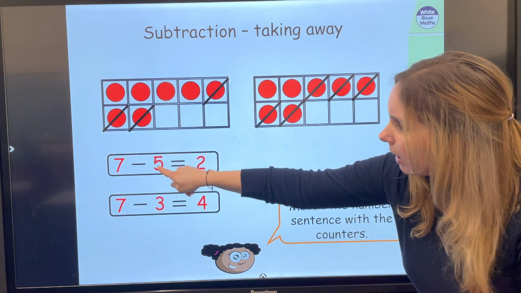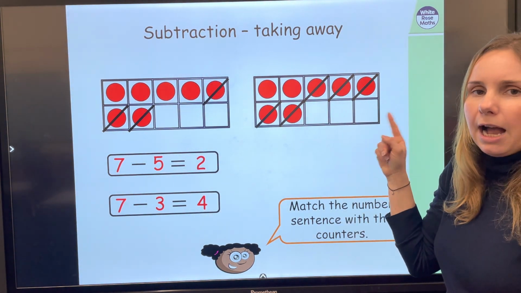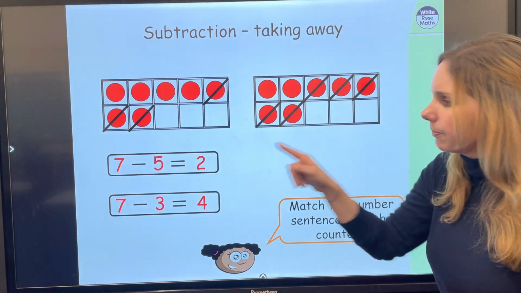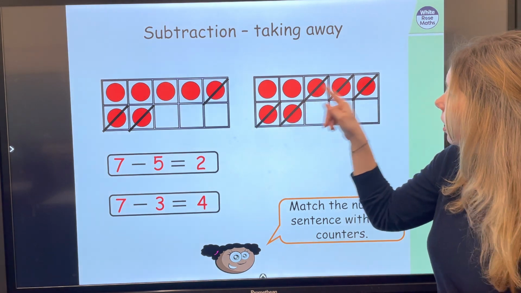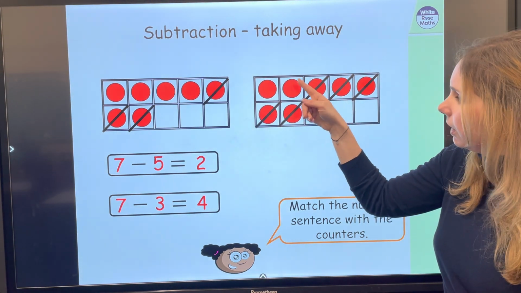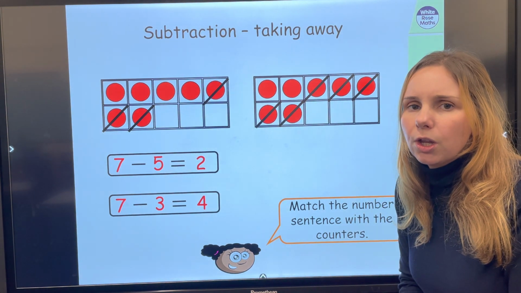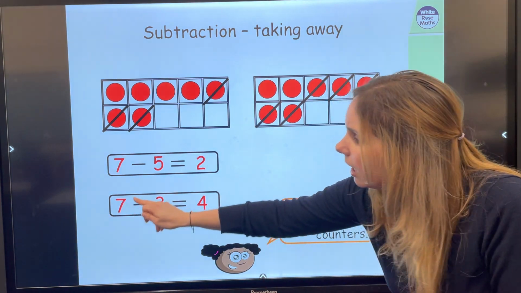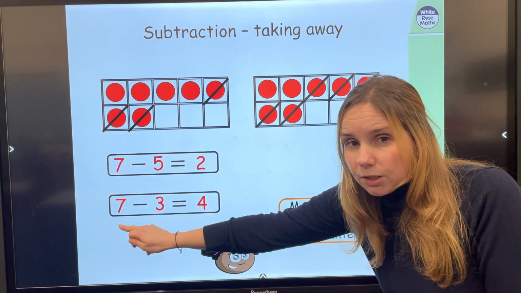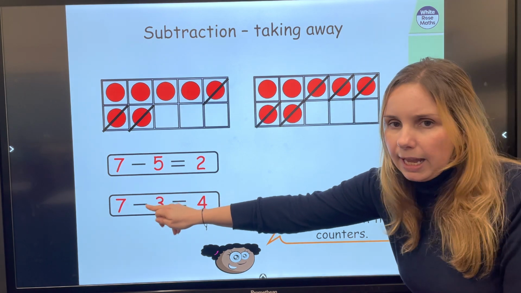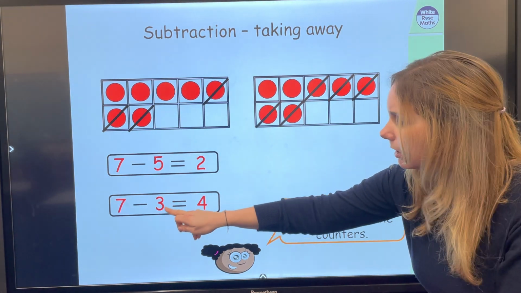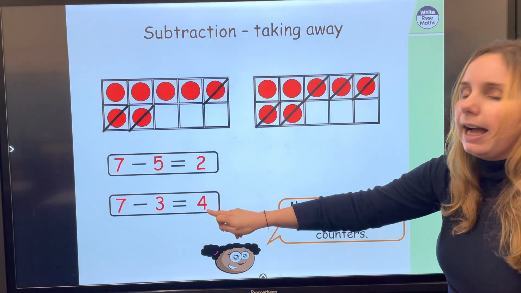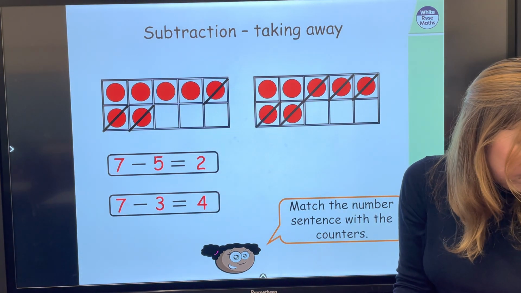So 7 subtract 5 equals 2. How many should this one have crossed out? 7 subtract 5. 1, 2, 3, 4, 5. Leaving us with 2. So it's always remembering the largest number is the number we started with. Subtract, we're taking away, we're crossing them out. Tells us how many we're getting rid of, equals, and how many we are left with.